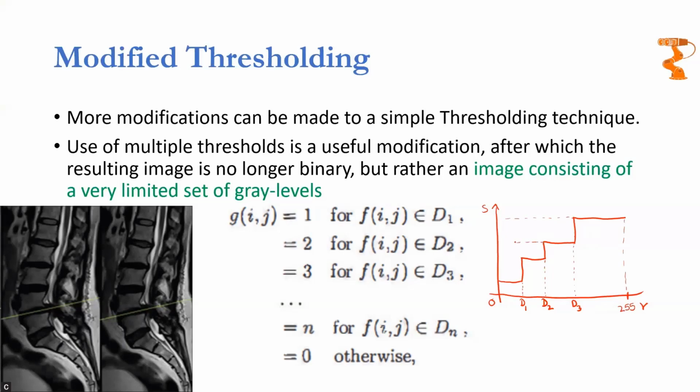So you are using four gray levels. For example, this is gray level 1, this is gray level 2, this is gray level 3, and this is gray level 4. Now your image is not a binary image, but it has four gray levels in it, and all these four gray levels represent four different regions. So you have segmented your image into four different regions. This is a modification of band thresholding where you use multiple bands.